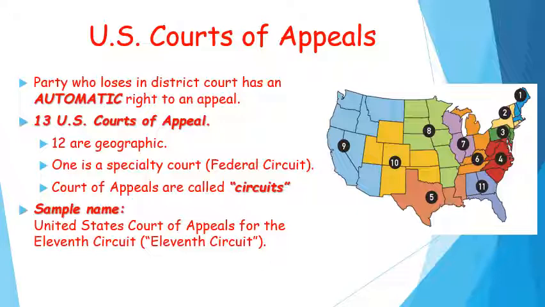There is one specialty court, which we're not going to focus too much on today. But when we talk about the courts of appeals, we call them circuit courts. An example would be the United States Court of Appeals for the 11th Circuit. That would be, if you're looking at the map, Florida, Georgia, and Alabama. You can see how the United States is divided up into courts of appeals.